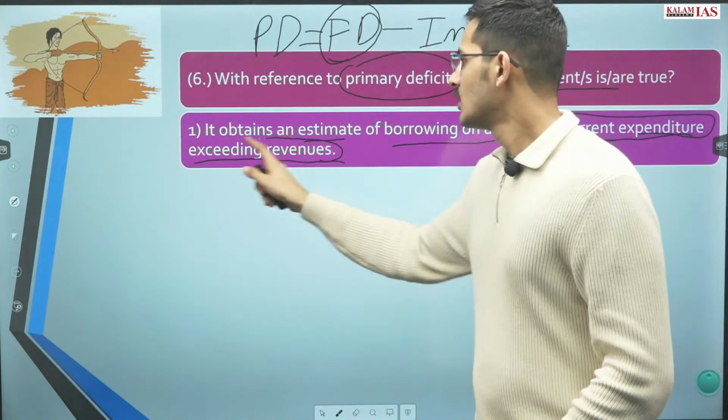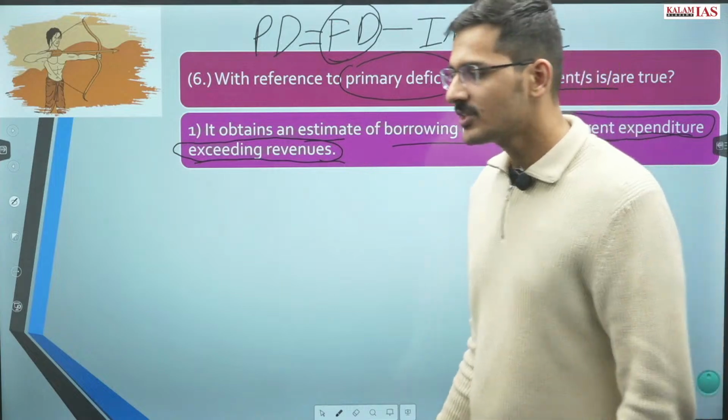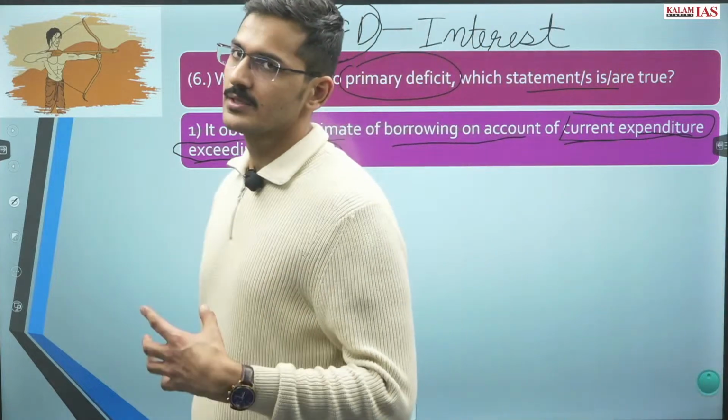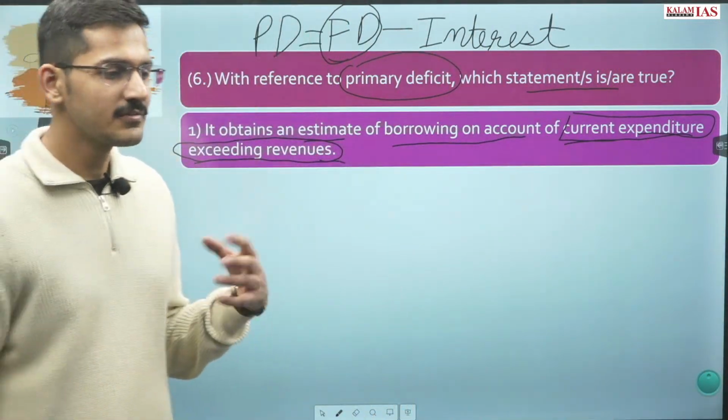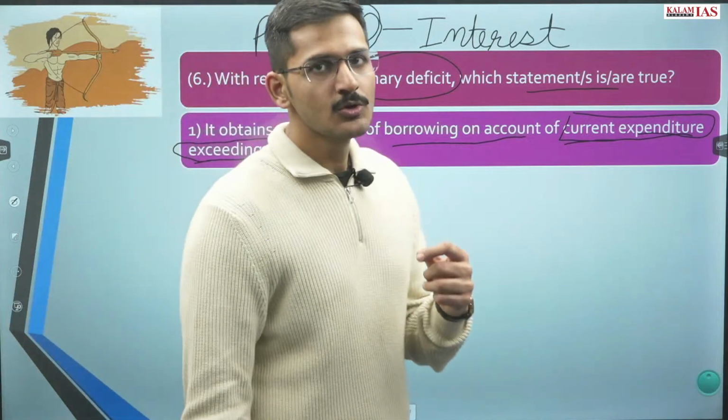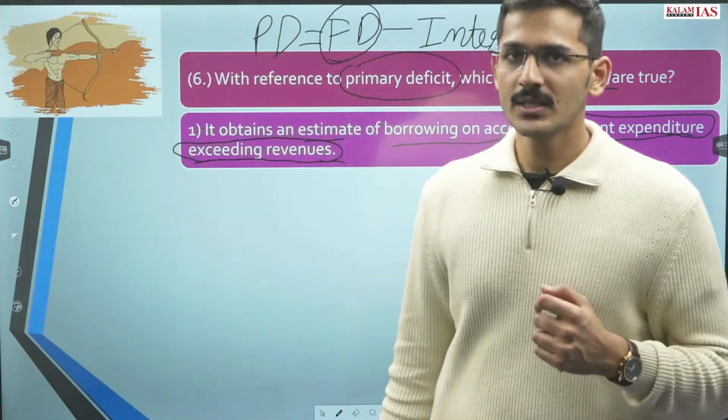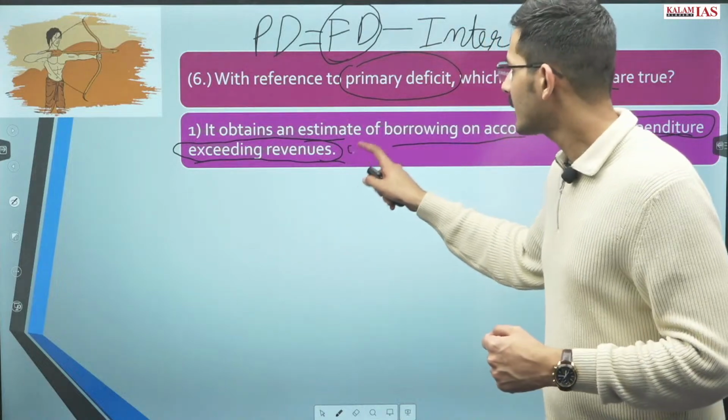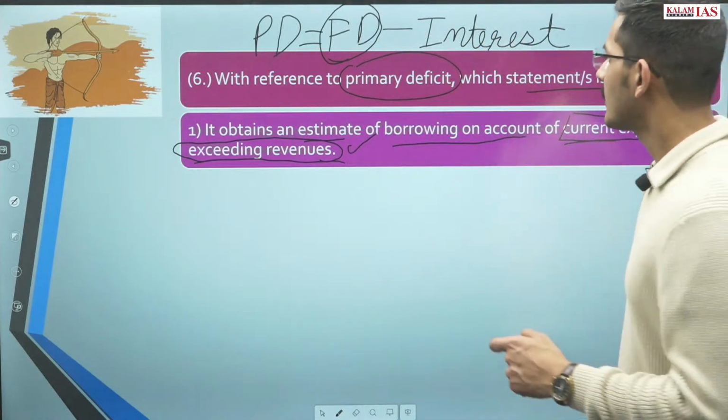So when current expenditure exceeds the revenue, we borrow. Primary deficit reflects how much we are borrowing to meet the current expenditure over the revenue. So this statement is a correct statement.